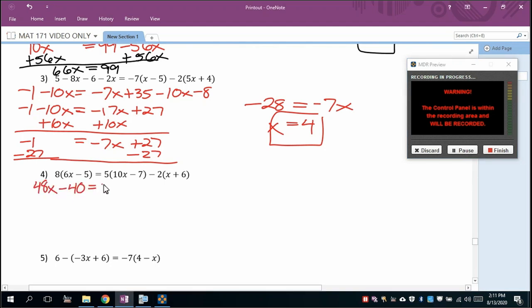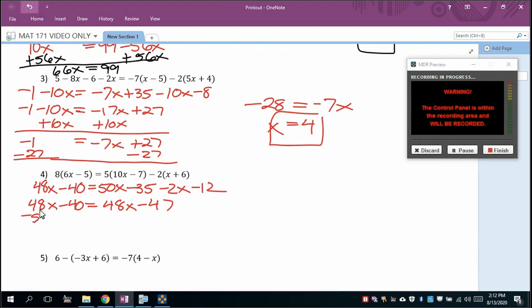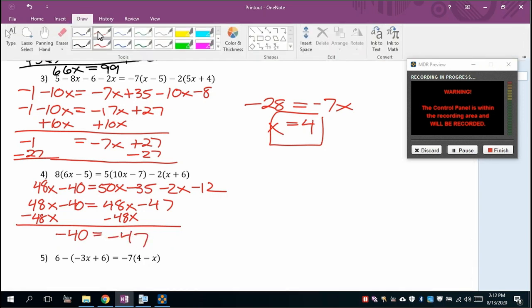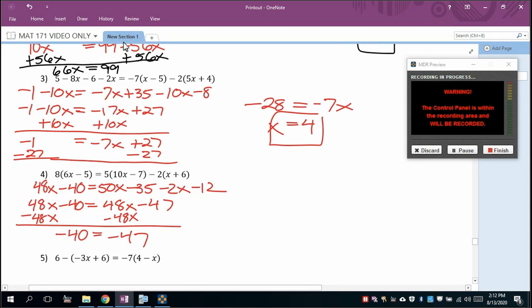So that'll take us into the next one. You get 48x minus 40 equal to 50x minus 35 minus 2x minus 12. So 48x minus 40 will equal 48x minus 47. Now, if I take away the 48x from both sides, we get negative 40 equal to negative 47. That is a contradiction. Now, we're not going to see that very much here, especially with quadratic equations, because with quadratic equations, there are always going to be solutions. This we're going to see when we get into the last unit with systems of equations. But this is what we call a contradiction. And what happens is there is no solution, or the empty set.